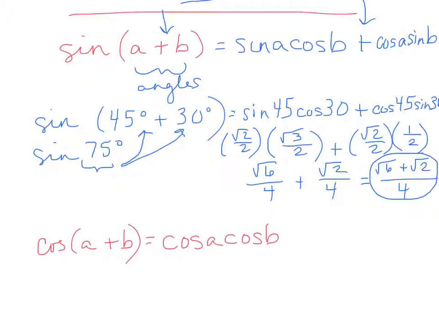And then cosine's funky. You change the symbols. So I know I have a plus b here, but I put the opposite of that, and it's minus. And now I do the sine of a times the sine of b. That's your sum formula with cosines.